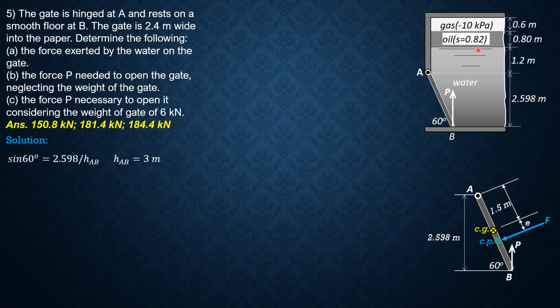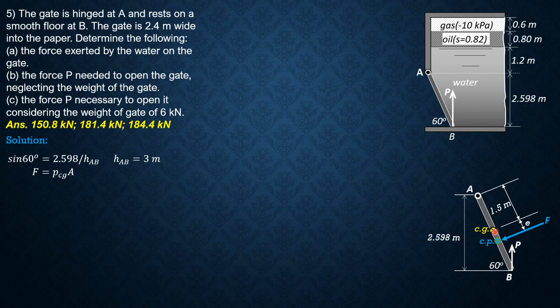Since we have layers of fluids, it is challenging if we use specific weight times h-bar times area. Instead, we use pressure at the centroid times the area. So we first compute the pressure at the centroid of the gate.